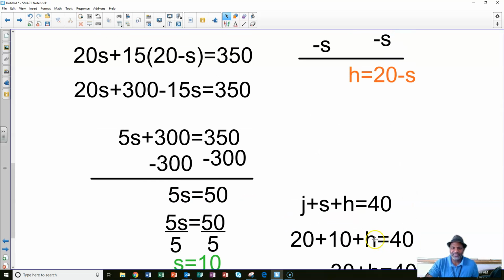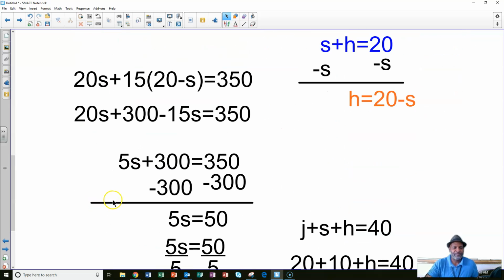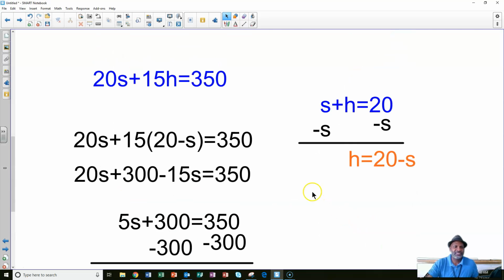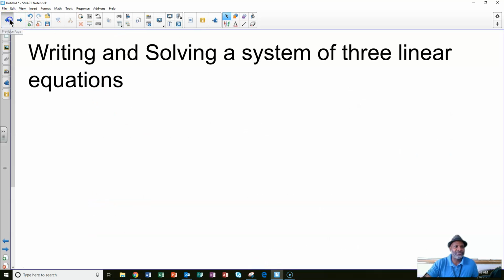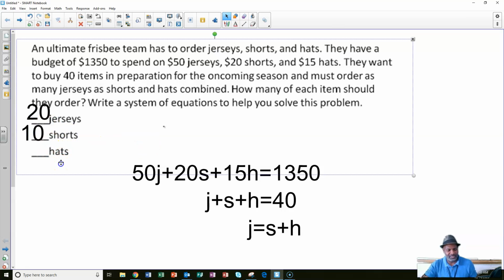So your final solution, if I go in order, is 20 jerseys, 10 shorts, 10 hats, which makes sense. I got 40 total. How many jerseys? I said 20 jerseys. 20 jerseys, 10 shorts, and 10 hats.